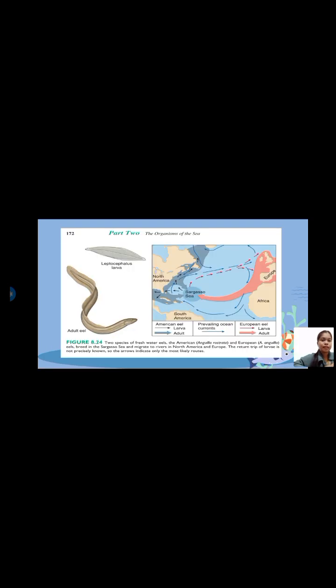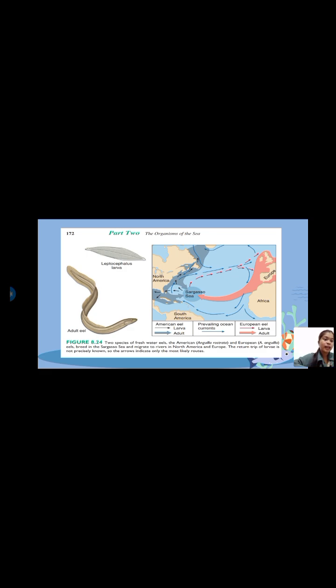So, the organisms of the sea. The Leptocephalus larvae or if madako na siya, mahimo na siyang adult eel. So, unsa man to ganina? So, it's the Catanadromous fishes. It is the opposite of the salmon. Kay, ano siya? 2 species of freshwater eels, the American Anguilla rostrata and European eels, breed in Sargasso Sea and migrates to rivers in North America and Europe. The return trip of larvae is not precisely known, so the arrows indicate only the most likely routes.